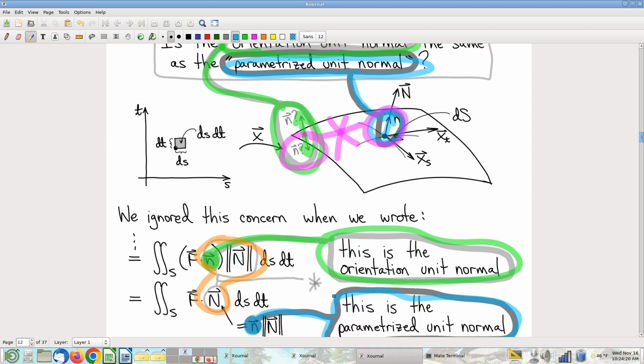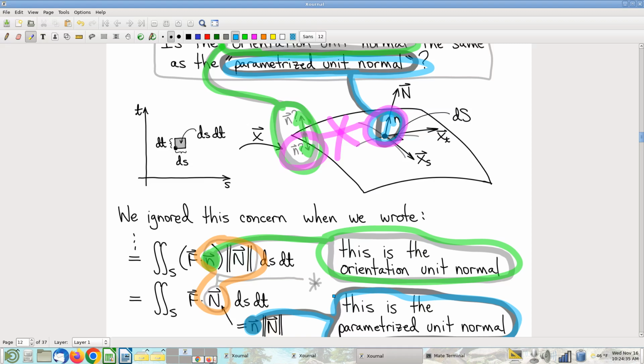Aren't they just anti-parallel to each other? Oh yeah, that's right. This is not going to be an uncircumventable problem. That's right. But right now I'm focusing on the fact that it is a problem, and you're right. It's going to be an easy fix.